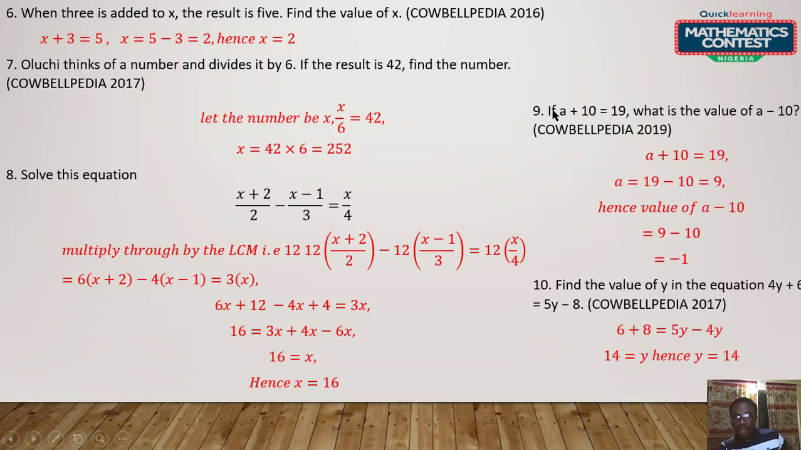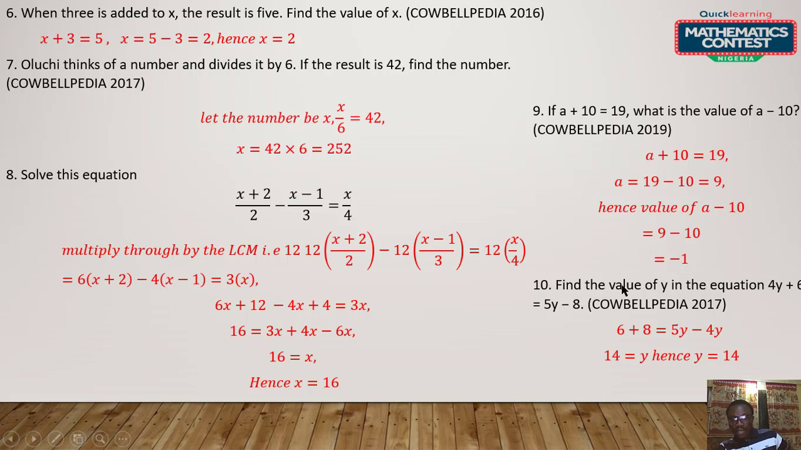Number 9. If a plus 10 equals to 19, what's the value of a minus 10? The first thing you do, you have to find the value of a first. So to get the value of a, a plus 10 equals to 19. So a will be 19 minus 10, which is 9. So a is 9. So to find the value of a minus 10, it will be 9 minus 10. And 9 minus 10 is minus 1.